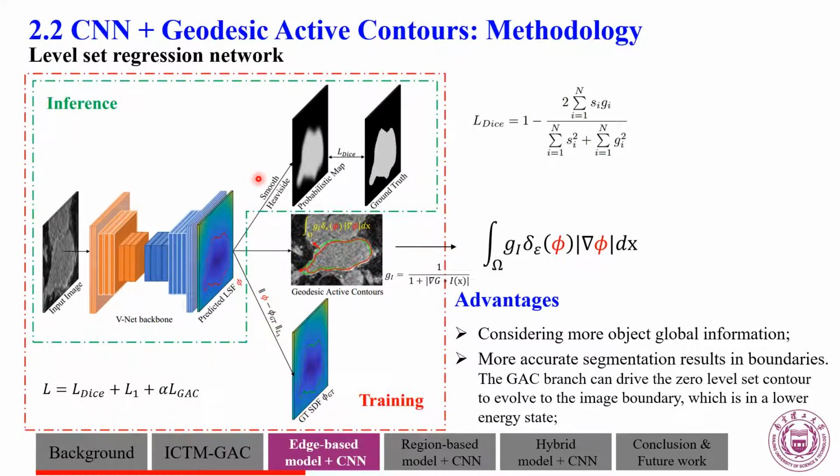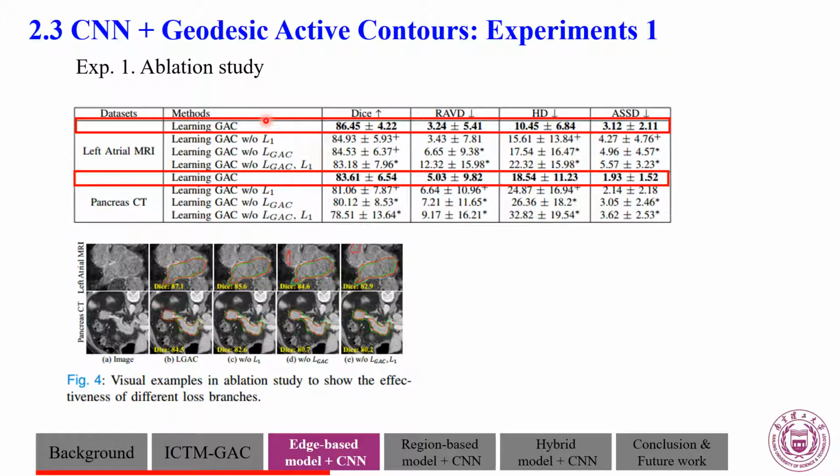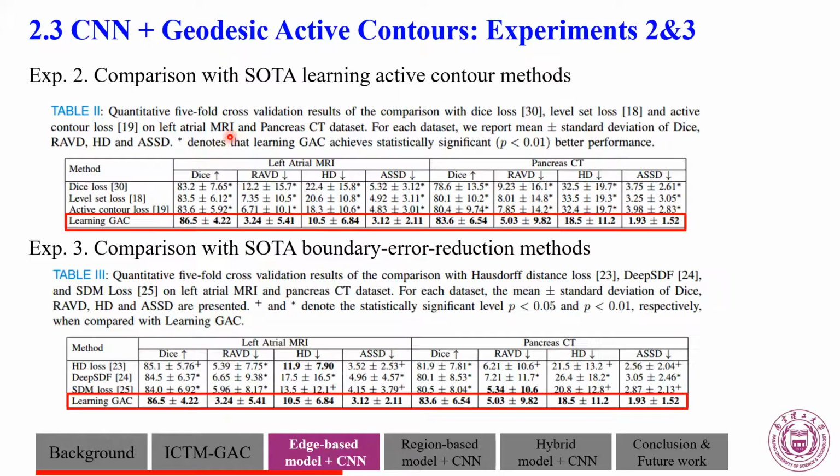To investigate the individual impact of different loss branches, we train the level set function regression network with different branch combinations on both left atrial MR and pancreas CT datasets with 5-fold cross-validation. Results show that dropping any loss branch will decrease the performance. We also compare with SOTA level set loss and active contour loss methods, and SOTA boundary error reduction methods. The proposed method achieves better performance, especially on the boundary-related metrics.